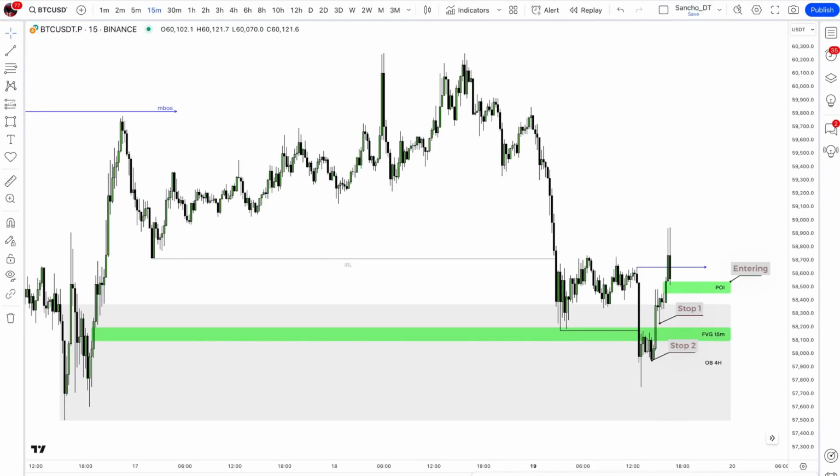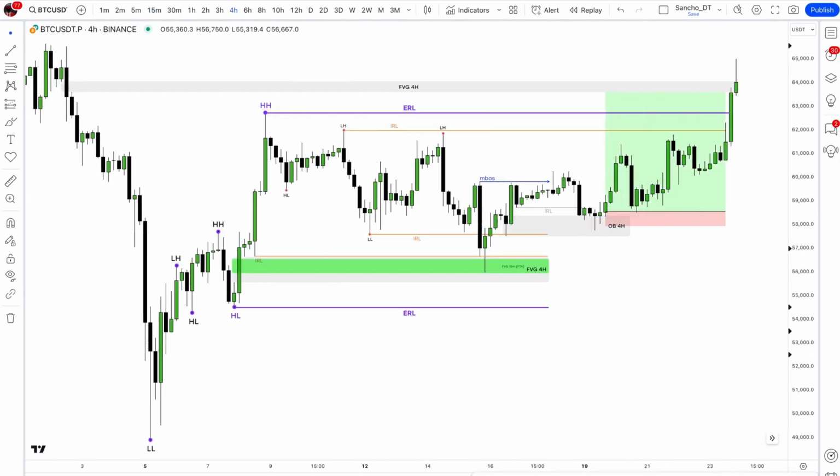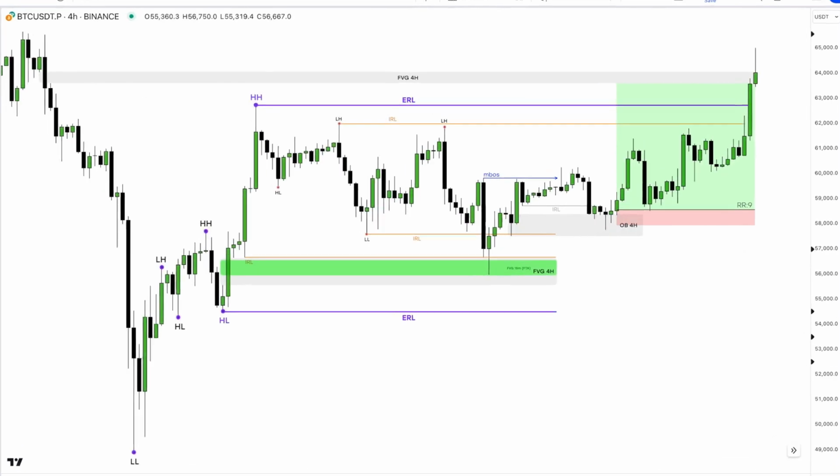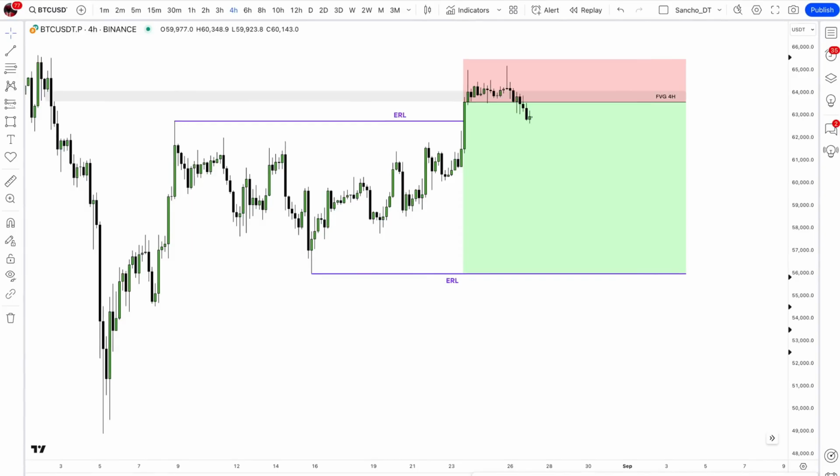Targets are set at levels marked on the higher time frame, or locally, for example, at the last high where the correction began. Thus, setups based on sequential analysis of higher and lower time frames demonstrate high precision and effectiveness. These simple yet effective steps will help you find profitable trading solutions.